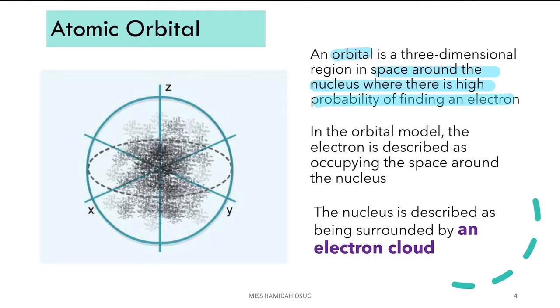The electron is described as occupying the space around the nucleus, and the nucleus is described as being surrounded by the electron cloud.